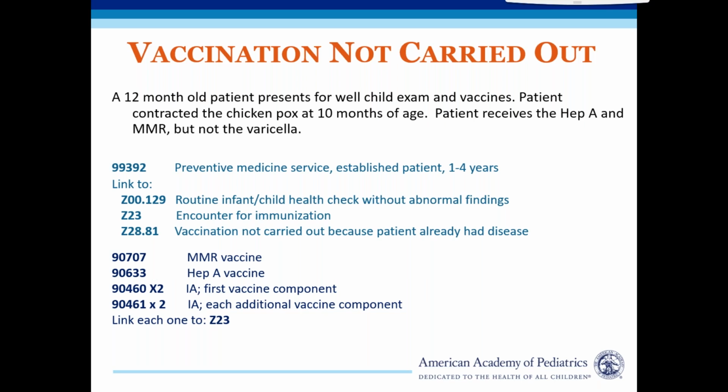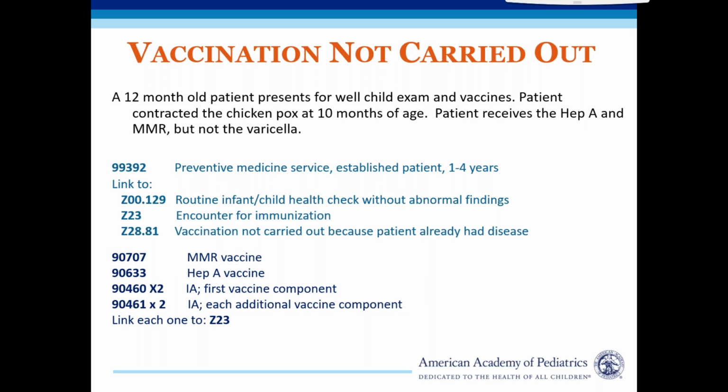So let's look at an example. A 12-month-old patient presents for a well child exam and vaccines. The patient contracted the chickenpox at 10 months of age. Patient receives the Hep A and MMR, but not the varicella. So you would have your 99392, your preventive medicine service, and you would link it to your Z00.129 routine well check. You'd also link it to your Z23 because the patient had vaccines. And then you'd also link it to Z28.81, indicating that a vaccination was not carried out because the patient already had the disease.